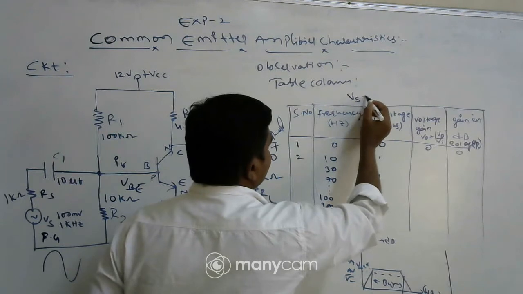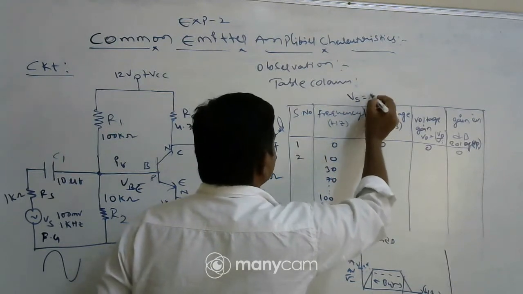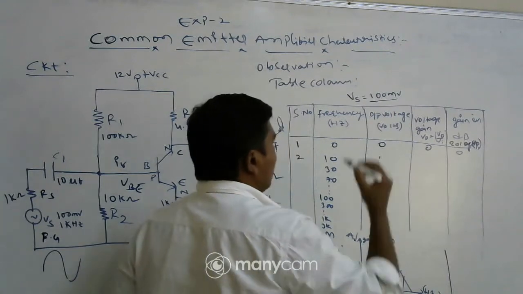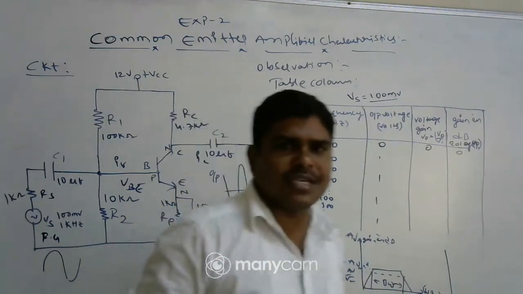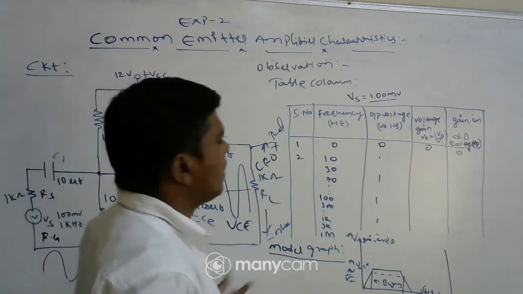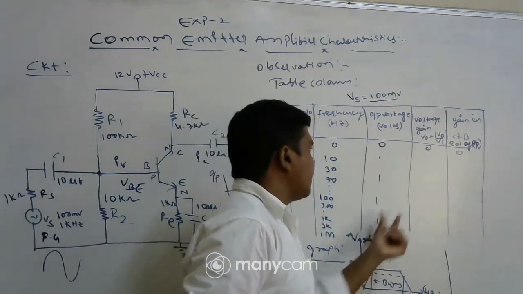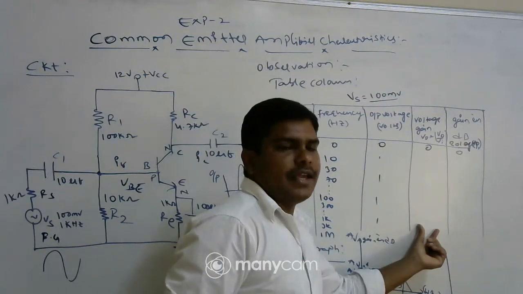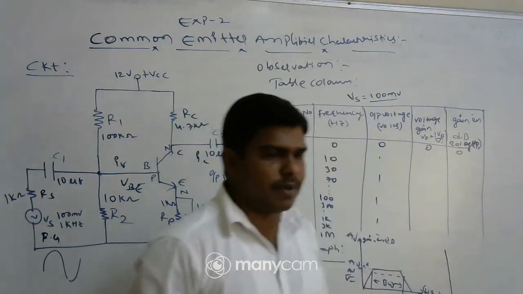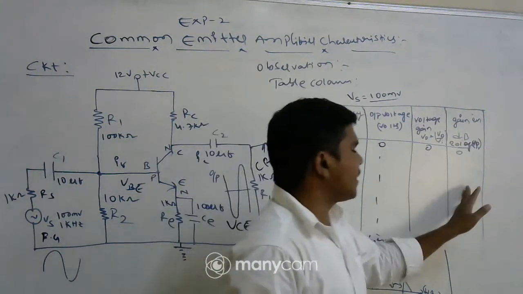We have to calculate the gain. So we have to represent Vs, the input voltage, which is 100 millivolts, and how much this weak signal is amplified by, suppose, this single stage amplifier. That is the voltage we have to take here, and we have to calculate the gain.